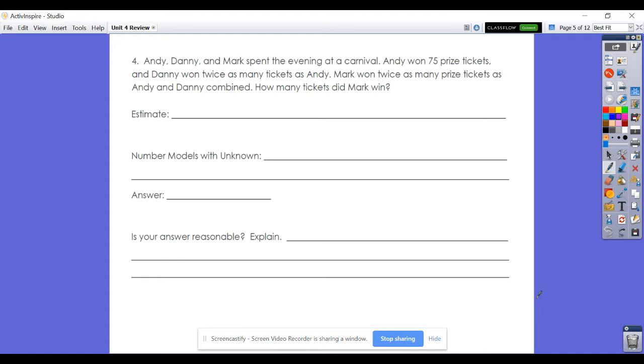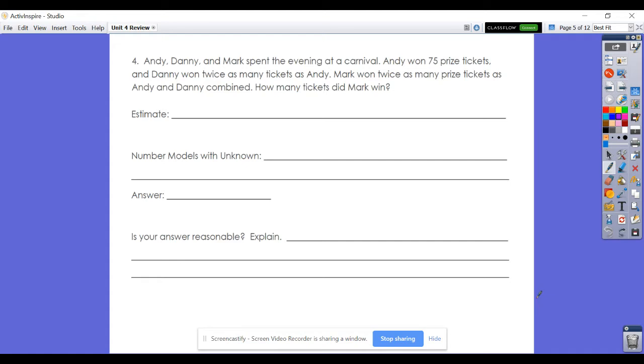I love this problem number 4 because it is the definition of a multi-step problem. It has multiple steps, and it's going to be really important that you RTQ. Do you know what that stands for? Read the question. Let's start together. Number 4, follow as I read.